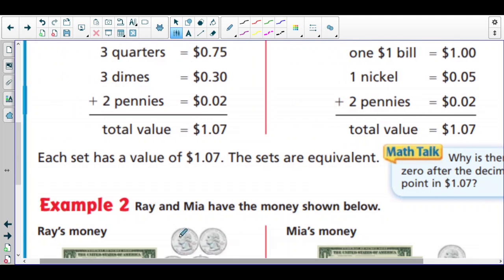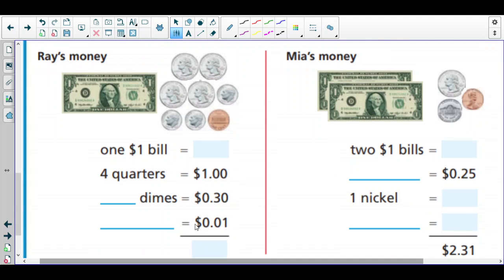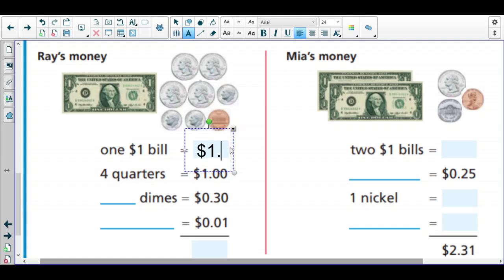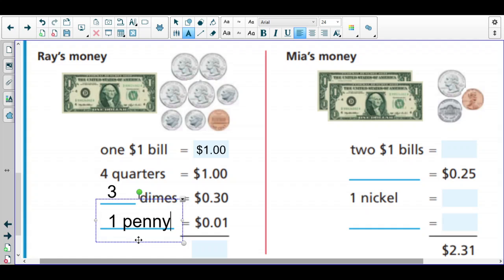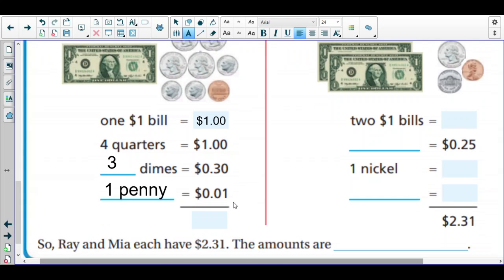Let's take a look down here with Ray and Mia. See if we can't get this filled out here. What does she have here? So $1 bill, that is equal to $1. And 4 quarters, 1, 2, 3, 4. And then how many dimes? We have 3 dimes. And 1 penny. How much does that add up to be? Well, let's see. 1, 2, $2.30, $2.31.